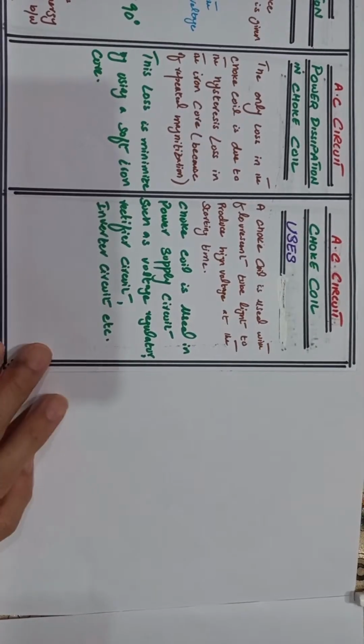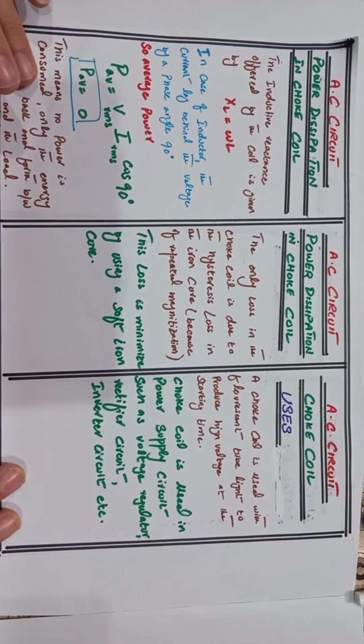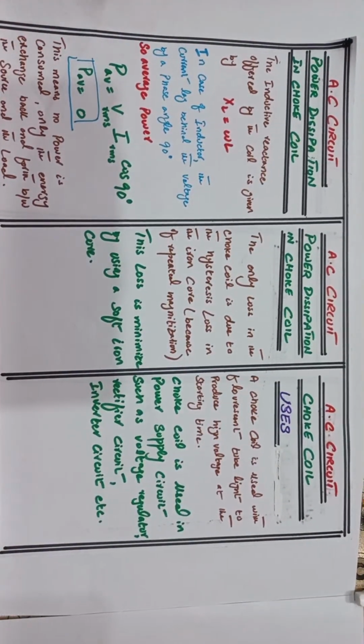So this is all we discussed about the uses of the choke coil. First we discussed what the choke coil is, then we discussed the power dissipation of the choke coil, and then its construction, and last its uses. The next topic is the metal detector, how an LC oscillator circuit is used in the metal detector, and what principle is used in the metal detector. We discuss it in the next class.